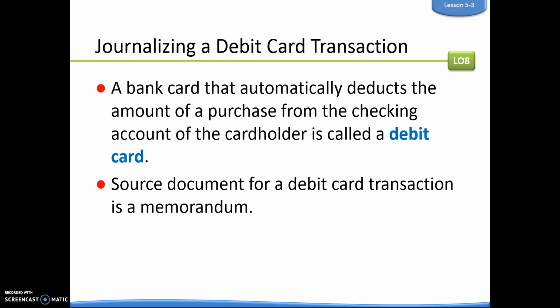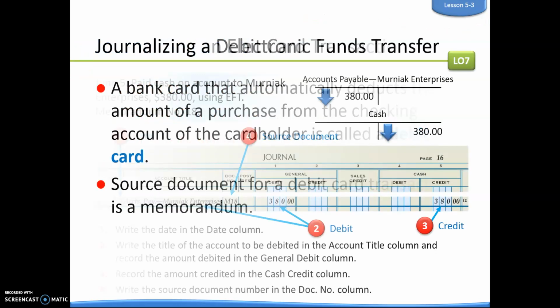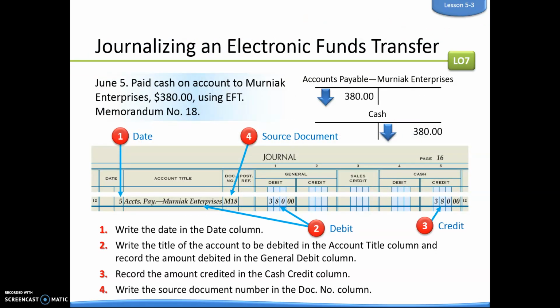But you did not write a check, so your source document is once again a memorandum. So anytime that you don't write a check, you can't put a check there. You have to use a memorandum. And so they don't show us an example of that because all it is, it looks like our EFT transaction. It's just, again, our source document is going to be an M something.